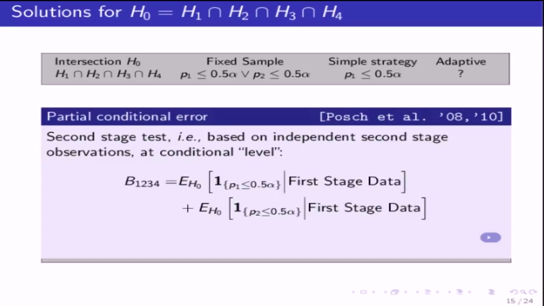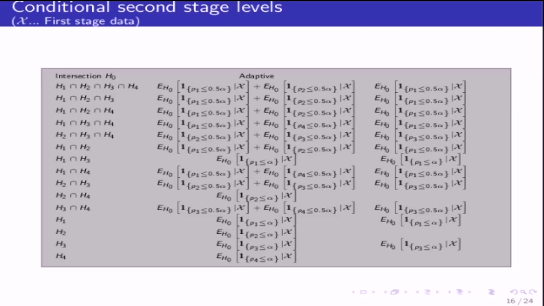And therefore, instead, you use the partial conditional error. And the second stage test then is based on independent second stage observations at the conditional level, where we simply take the conditional error of each hypothesis separately. So we don't need to know the correlation structure, and for a specific intersection, it's always the sum of the marginal conditional errors involved. So for this method, you don't need to know the correlation structure between the hypotheses.